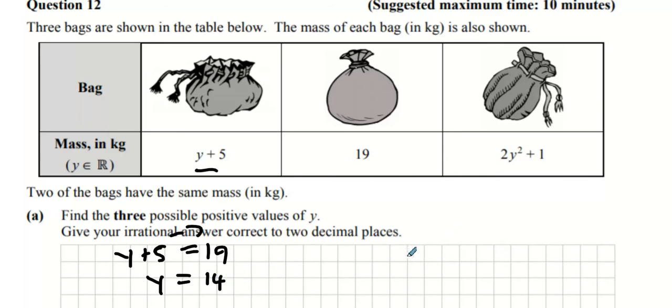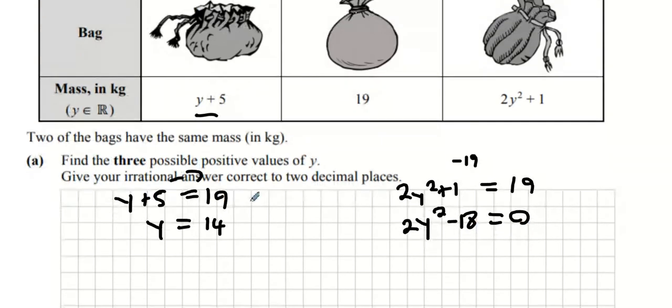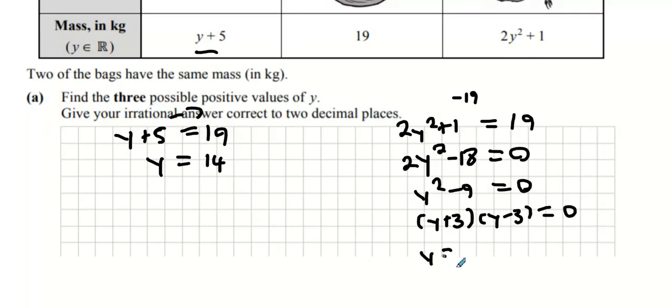You could also say 2y squared plus 1 equals 19. So in a way, bag A equals bag B, or you could do bag B equals bag C. So you're going to get 2y squared, bring the 19 over, it becomes minus 19, so it's minus 18, equal to 0. Divide by 2, and you get y squared minus 9 equals 0, and then you get y plus 3, y minus 3 equal to 0, and solving that you get y equals minus 3 and y equals plus 3.